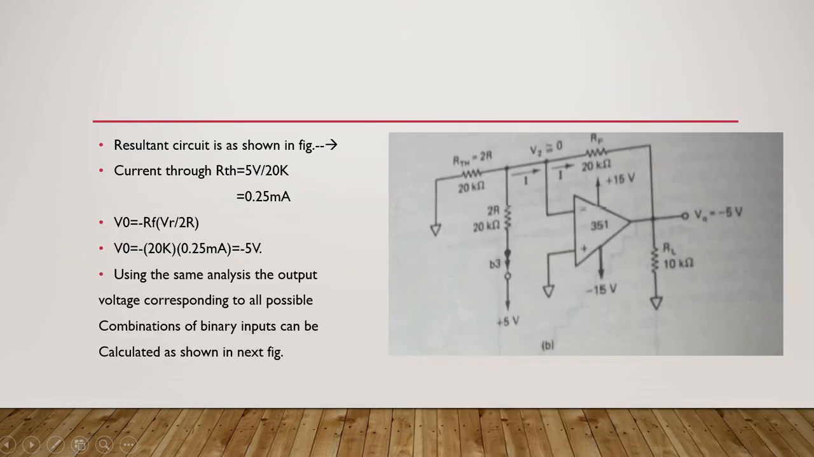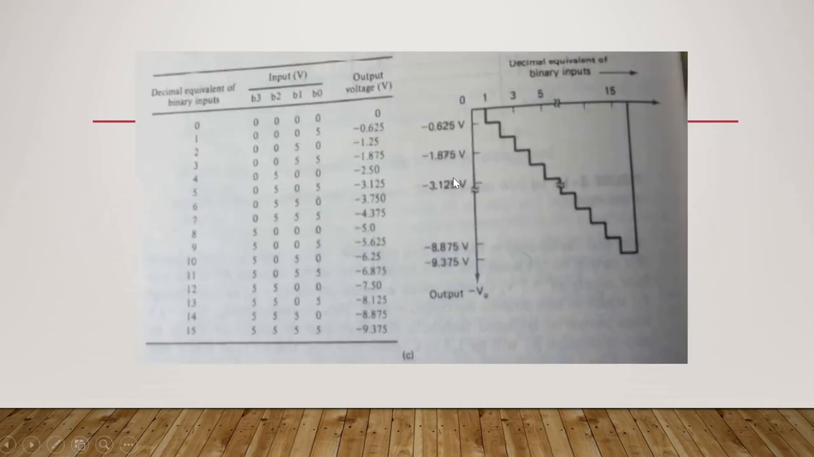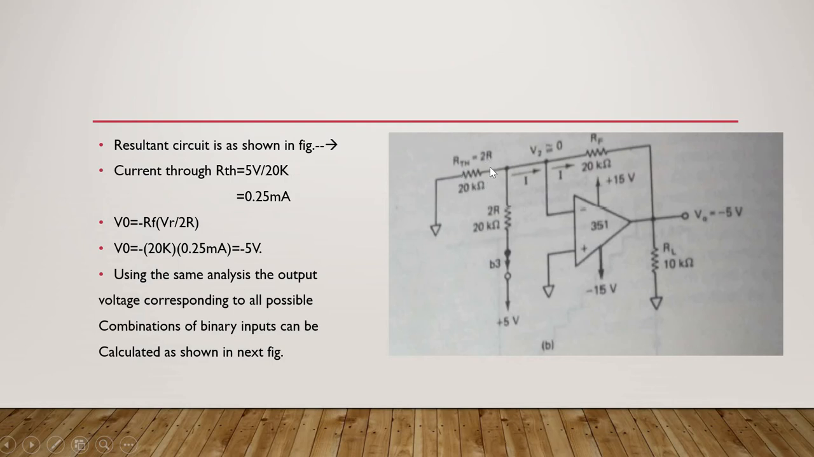The equivalent circuit is given in the next slide. The entire R2R network is replaced by this 2R, RTH, that is 20K, and this junction is connected through V3 switch to 5 volt. Now we need to calculate the current flowing through the RTH. We can easily calculate it by applying the voltage divider. We want the voltage across RTH, and it is 5 volt.